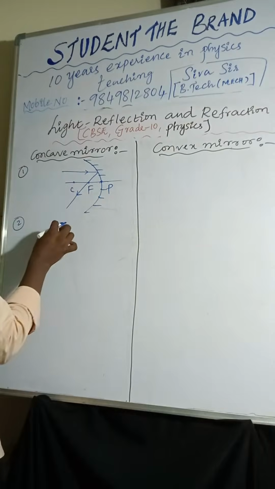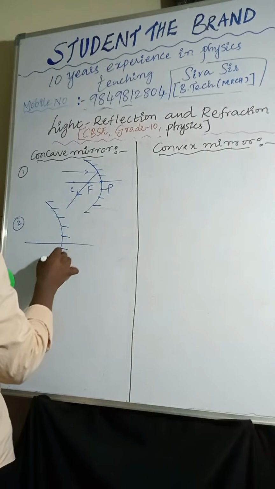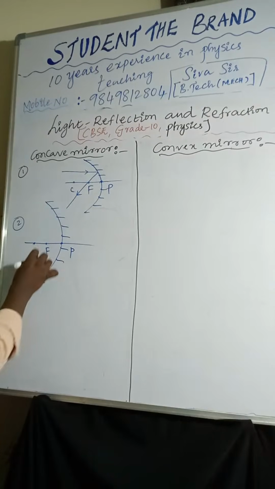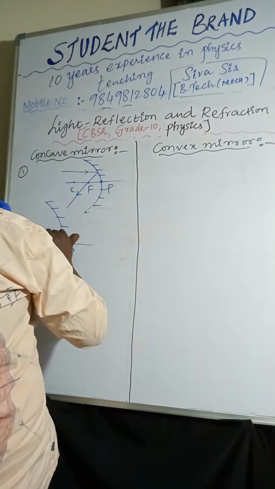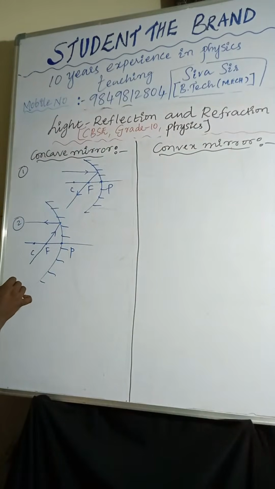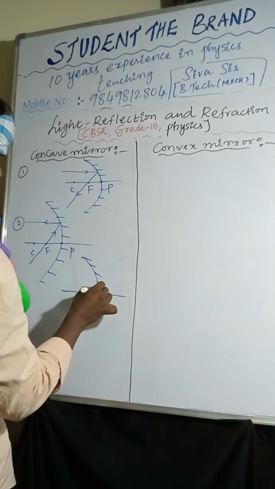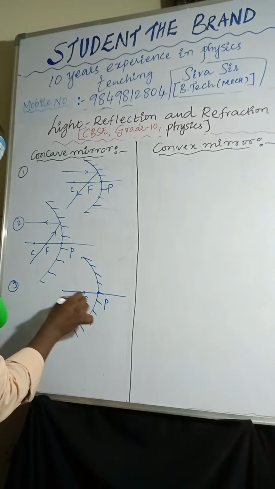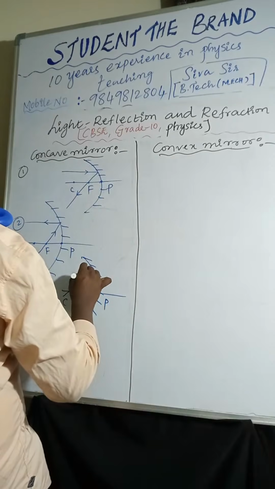Second one. Pole, focus, center of curvature. Light ray passing through focus, after reflection, it moves parallel to the principal axis. Third one, pole, focus, center of curvature. If the light ray passes through center of curvature, it retraces its original path.